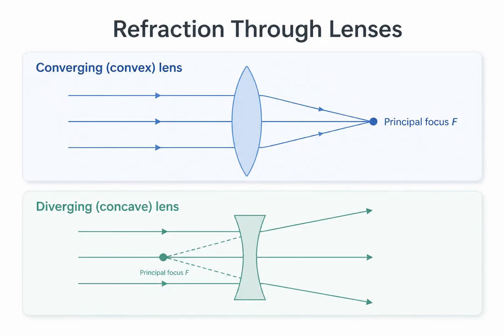Let's transition from flat prisms to curved lenses. A lens is a piece of glass bounded by spherical surfaces. You can think of it as a stack of tiny prisms. A converging or convex lens is thicker in the middle and bends parallel light rays inward to converge at a single focal point. A diverging or concave lens is thinner in the middle and spreads light rays outward, making them appear to diverge from a focal point behind them.